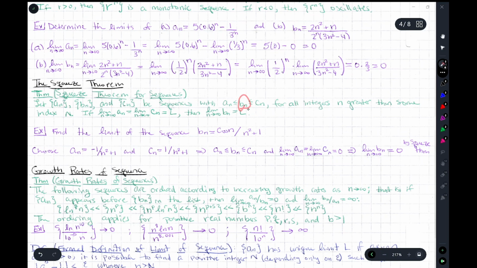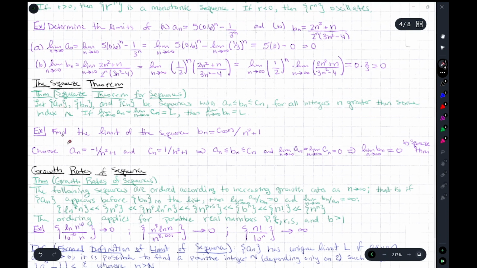So B sub n, the nth term of B, is less than or equal to the nth term of C, and greater than or equal to the nth term of A. So you're doing this term by term, for all integers n greater than some index N. Okay, and again, what does this some index N mean?